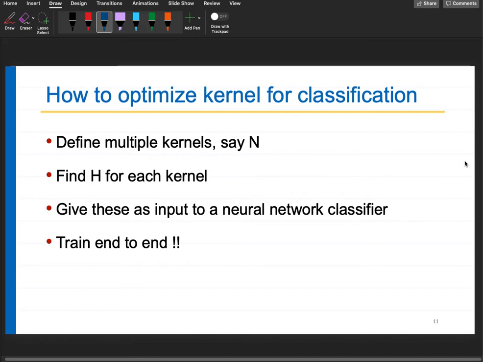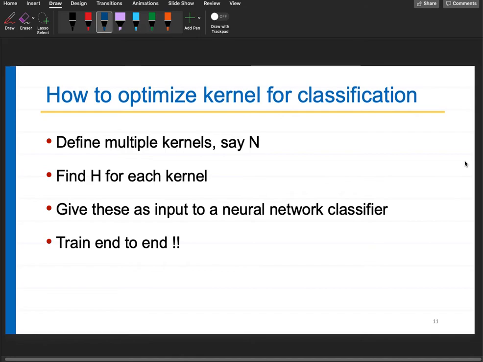Okay, now the question comes, now you understood the convolution part. How do we optimize our kernels for classification? So the answer is, you define multiple kernels. We just took an example of a single kernel. You can have multiple kernels, which is like multiple templates, and then you find H for each kernel. What is H? H is the W convolved with X or X convolved with W. That is your output H. And so find H for each kernel.